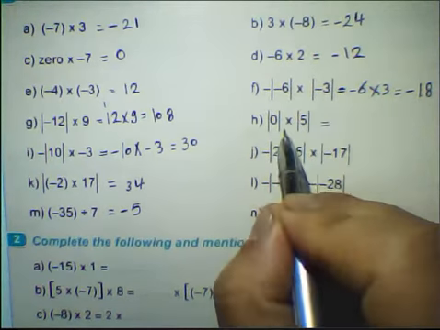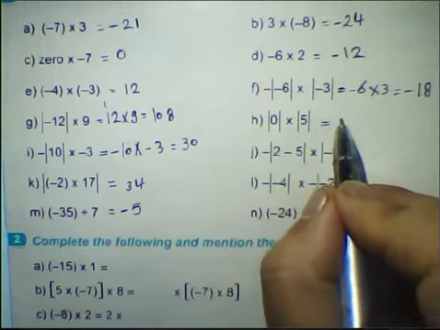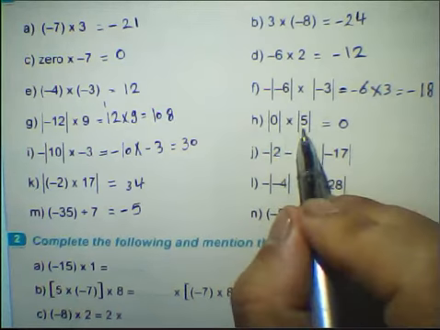The absolute value of 0 multiplies the absolute value of 5 equals 0. Because absolute value of 0 equals 0. 0 times 5 equals 0.